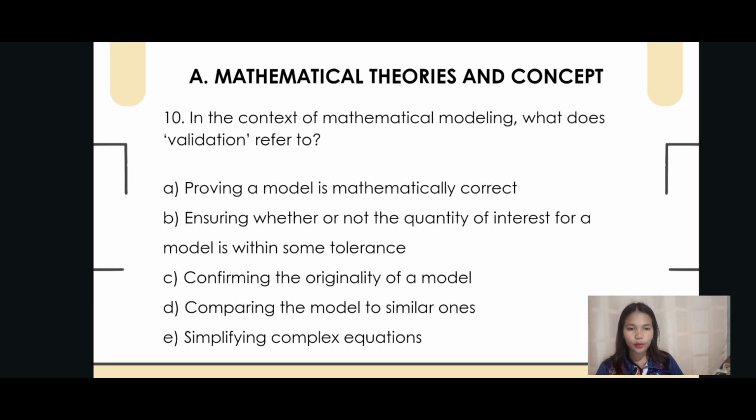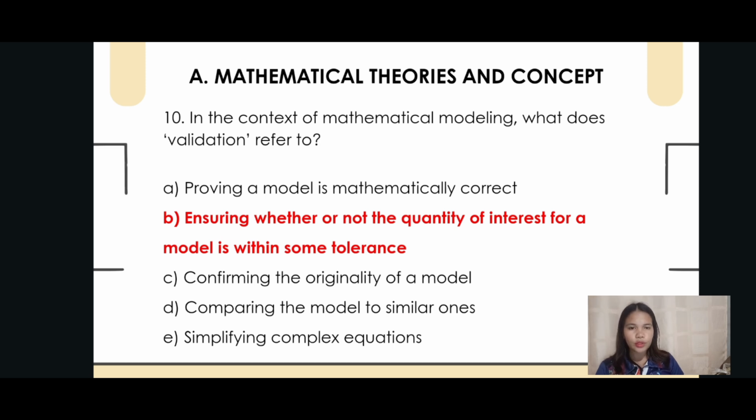D, comparing the model to similar ones. Or E, simplifying complex equations. So for number 10, validation means letter B. The correct answer is letter B, ensuring whether or not the quantity of interest for a model is within some tolerance.